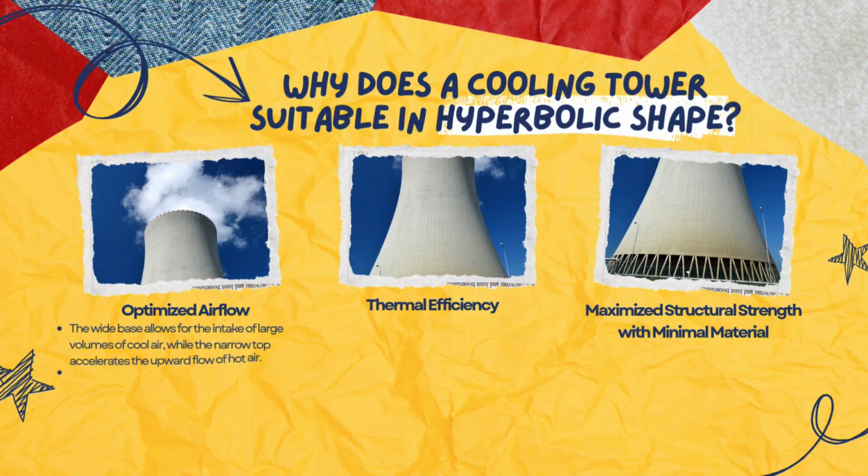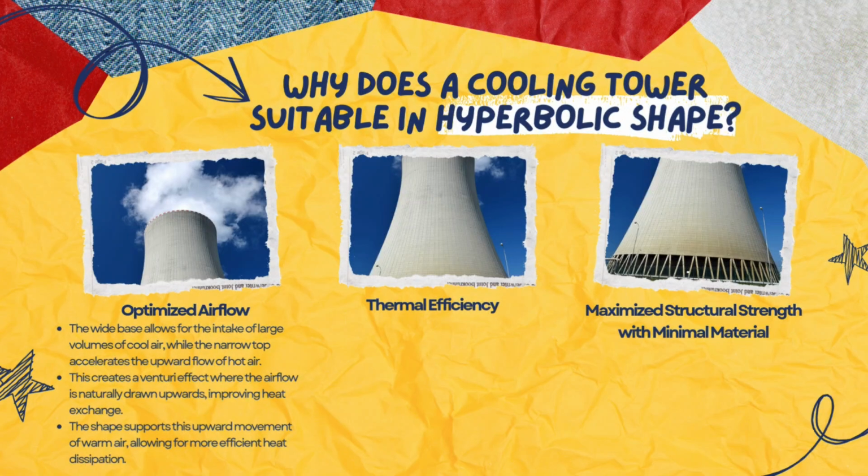Why is a hyperbolic shape suitable for a cooling tower? Firstly, to optimize the airflow. The wide base allows for the intake of a large volume of cool air, while the narrow top accelerates the upward flow of hot air. This creates a venturi effect where the airflow is naturally drawn upwards, improving heat exchange. The shape supports this upward movement of warm air, allowing for more efficient heat dissipation.